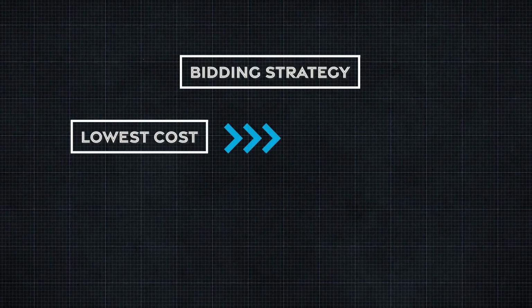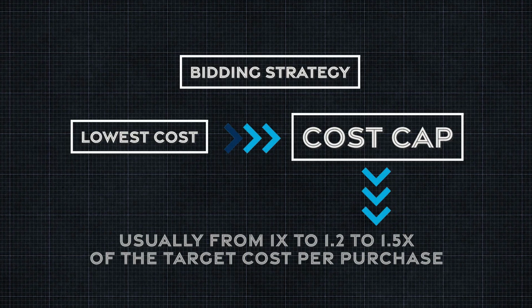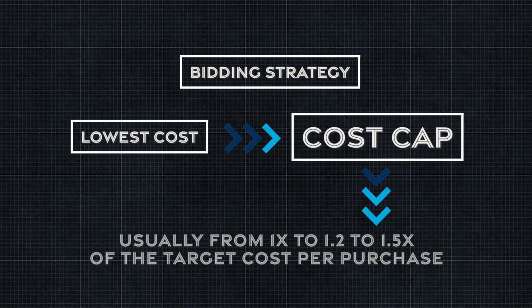And then sometimes, depending on how much budget we have to play around with and how strong the results are that we see with the original lowest cost campaign setup, we can consider duplicating that campaign and keep everything the same: same audiences, same top performing ads. Duplicate our CBO scaling campaign, and then switch the bidding strategy from lowest cost to cost cap, which would usually be 1x to 1.2 to 1.5x of the target cost per purchase.